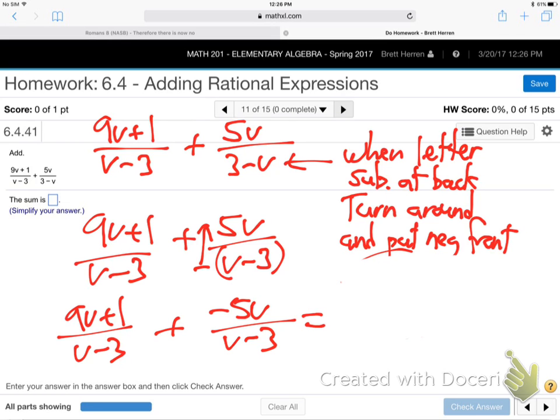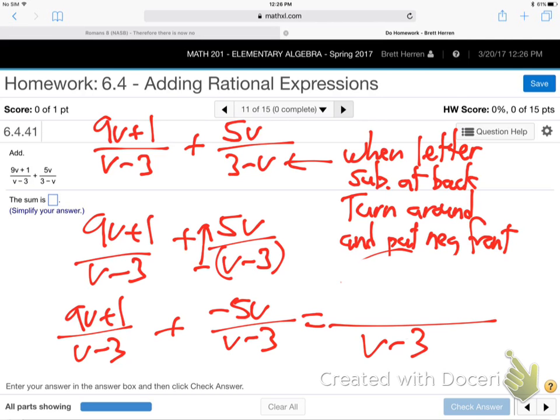When I see a letter subtracted at the back, I turn it around and put a minus in the front, but then I just let that go up to the top. Why? Because I'm trying to make the bottoms match. I don't want extra minus signs in the bottom. Just let it go to the top because we want the bottom clean. Well, do the bottoms match? Yeah, they do. They've already got a common denominator.